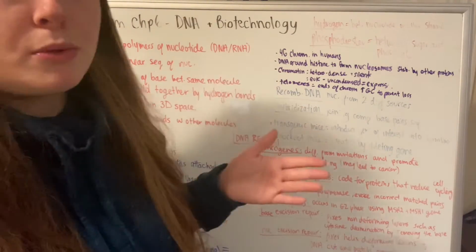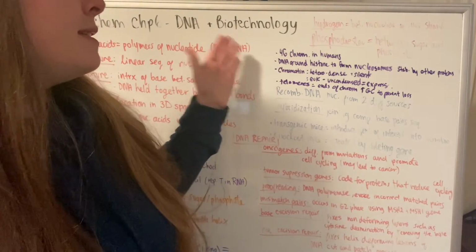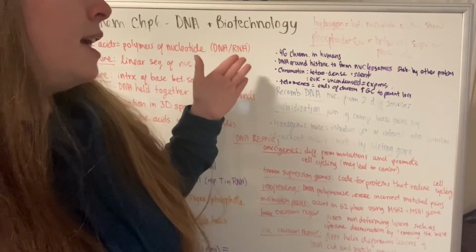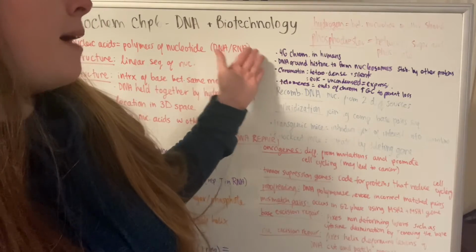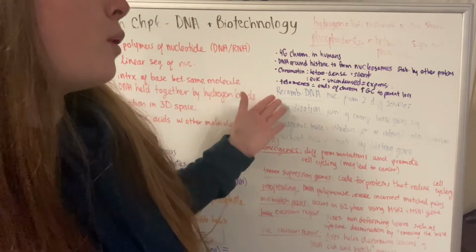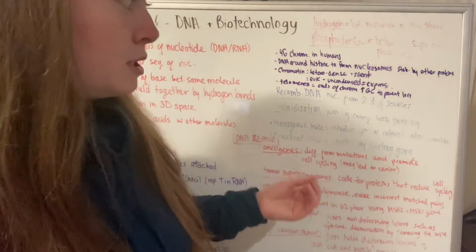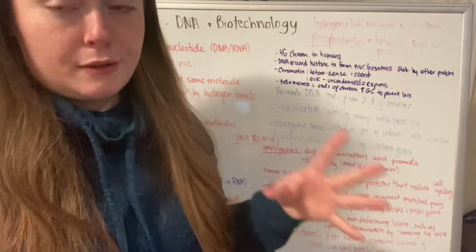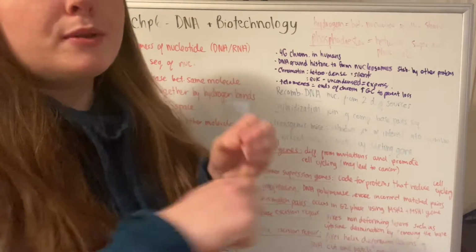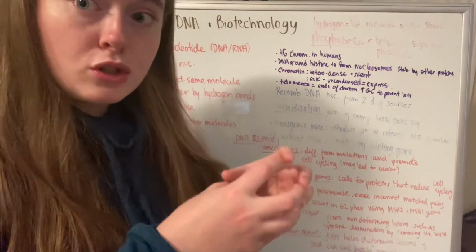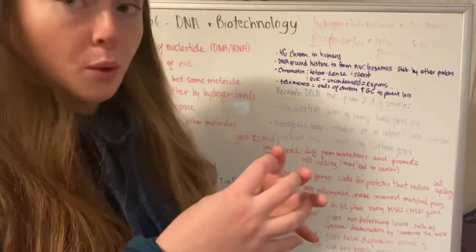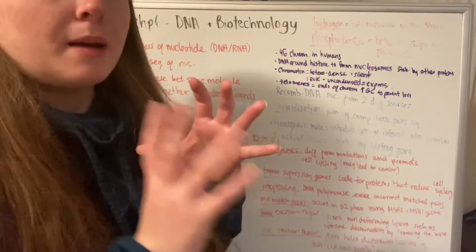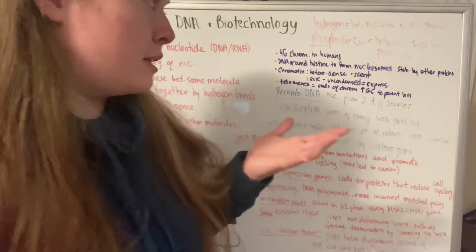So we have 46 chromosomes in humans. DNA in eukaryotic cells is wrapped around histones to form nucleosomes, which are then stabilized by other proteins. So you don't just have all the DNA flying everywhere. You have DNA wrapped around histones, and a group of histones is called a nucleosome. That just helps us compact our DNA.